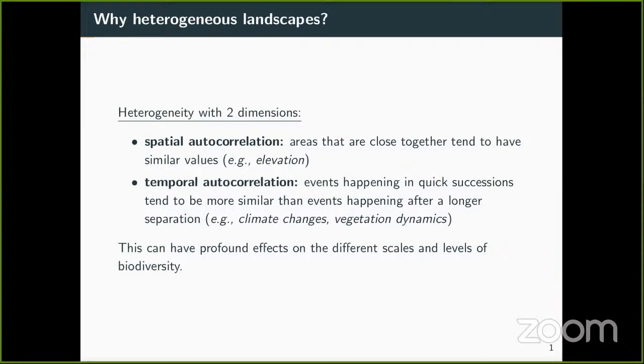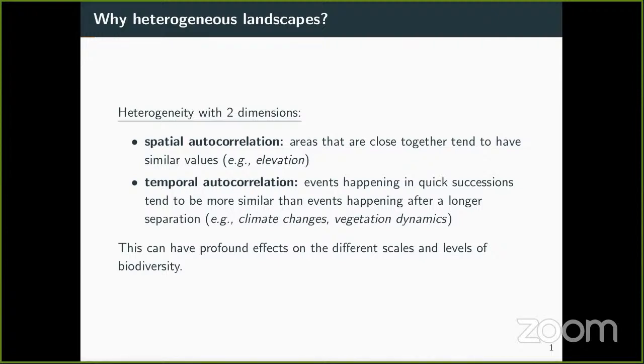So heterogeneity in landscapes has two dimensions. First, spatial autocorrelation. That's the idea that when you look at areas in nature, the closer they are, the more similar values they tend to have. For example, elevation at point A tends to be more similar to point B when A and B are close. But there is also temporal autocorrelation. That is, events that happen in quick succession tend to be more similar than events that are separated by a long temporal distance, a long time. For example, you can think of dynamics like climate changes and vegetation dynamics. And these two processes can have profound effects on the different scales and levels of biodiversity.